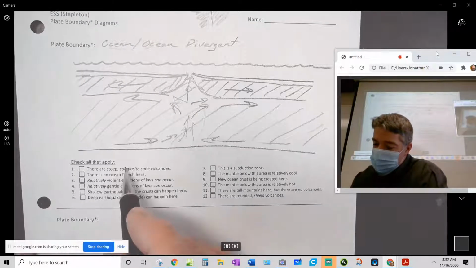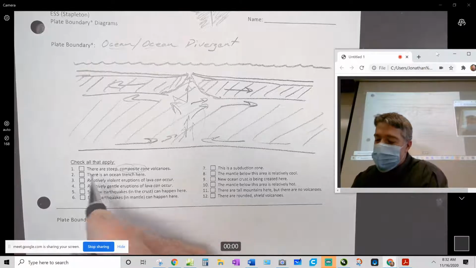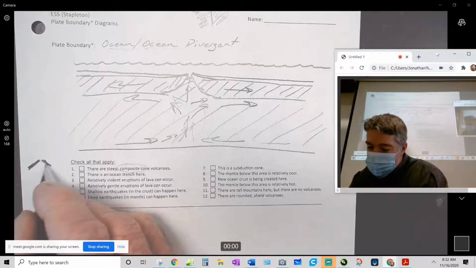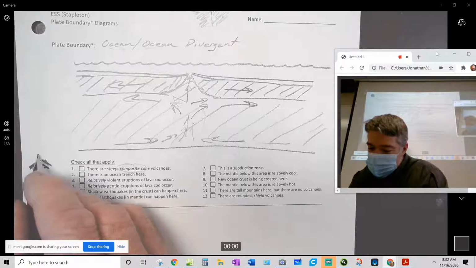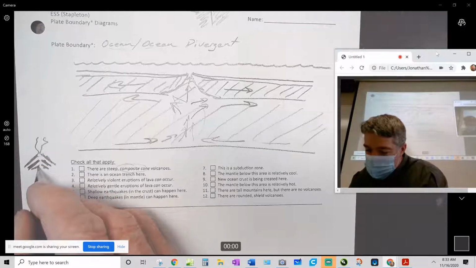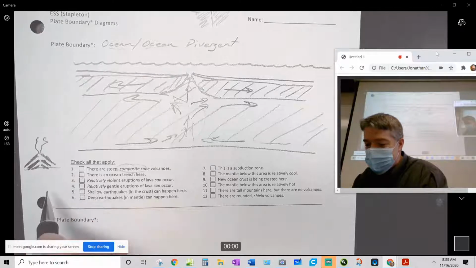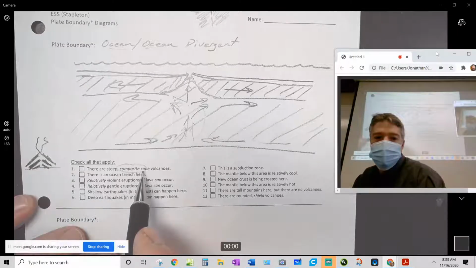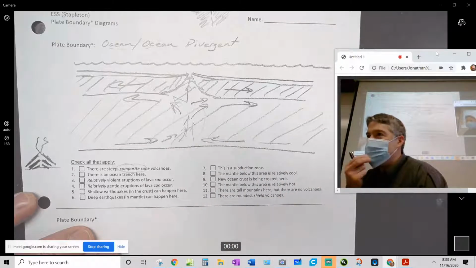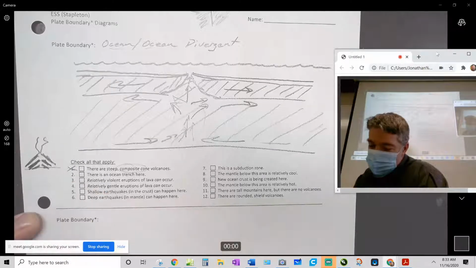So first, this first one, there's steep composite cone volcanoes. A composite cone volcano looks like this. You've got a dark layer and a light layer and a dark layer and a light layer. If you cut through a composite cone volcano, you would find a bunch of different alternating mafic and felsic layers. So do we have one of those here? Anybody see a steep composite cone volcano? No. So we don't need to check that one. If you want to X them out, you can.